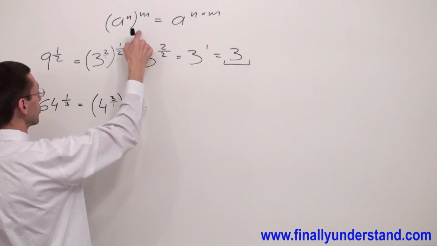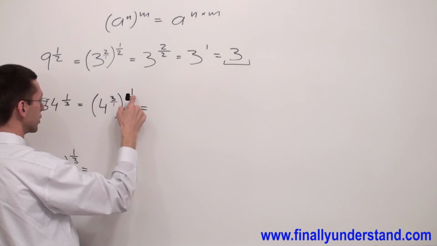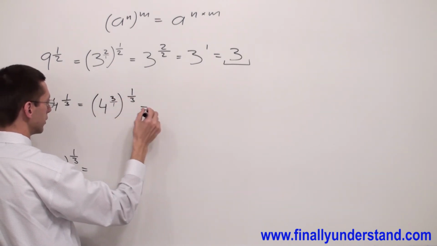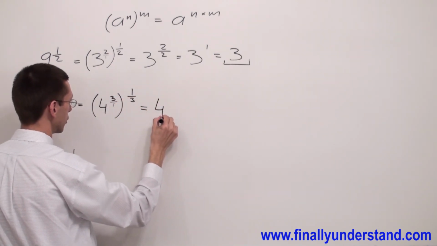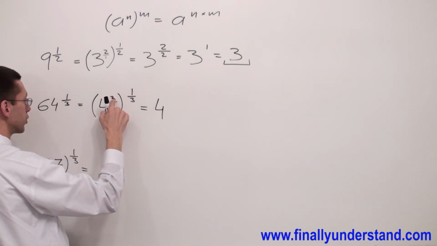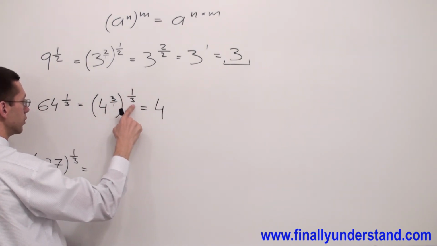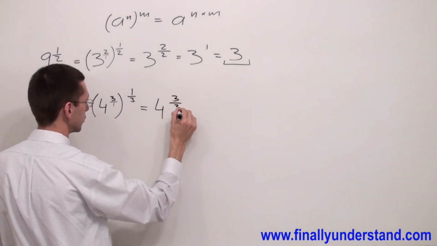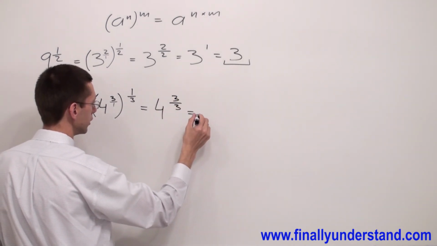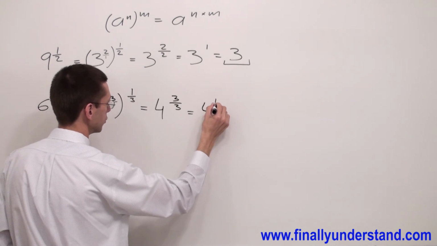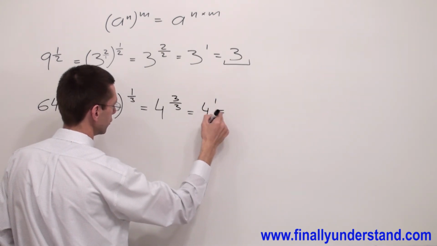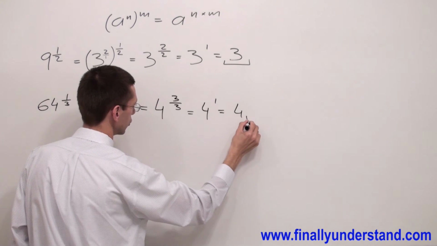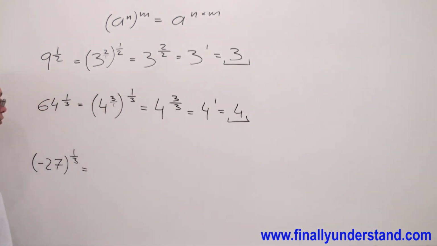Again, I'm going to use this property. I'm going to multiply the external exponent by the internal. And I'm going to have 4. Remember, anytime you multiply fractions, you have to multiply numerator by numerator and denominator by denominator. That's why you are going to have 3 over 3. 3 divided by 3 is 1. I have 4 to the first power. 4 to the first power is equal to 4. This is the solution to my problem.